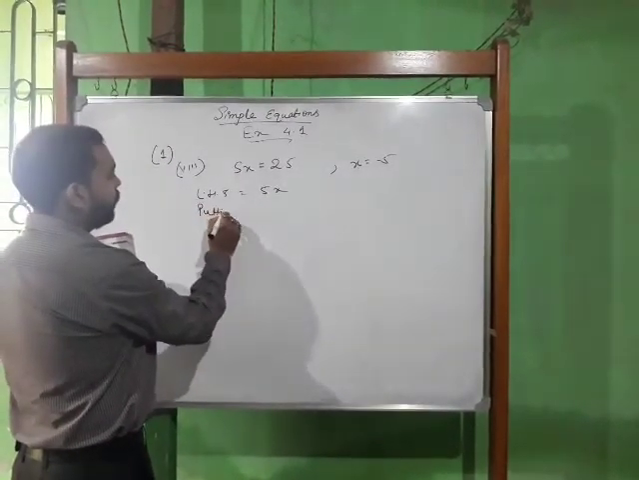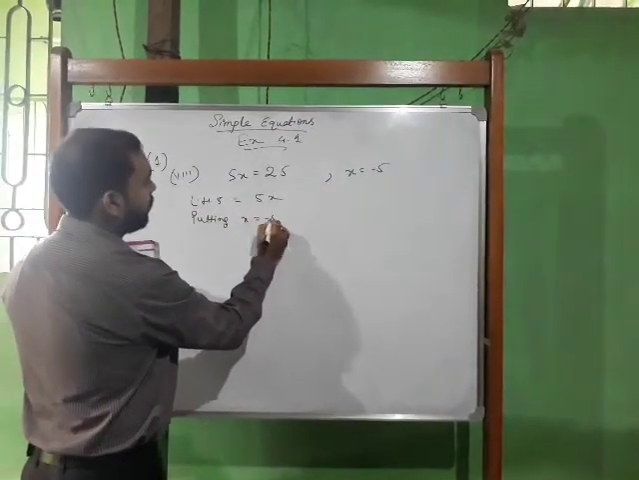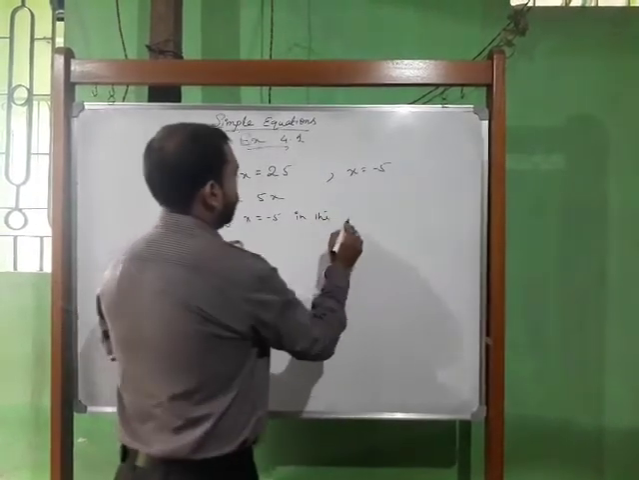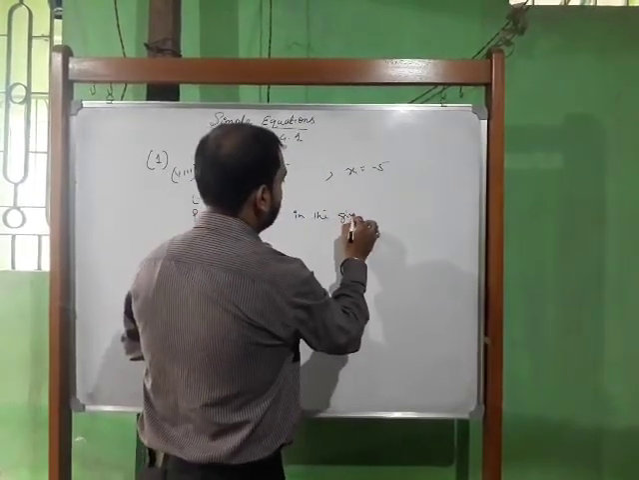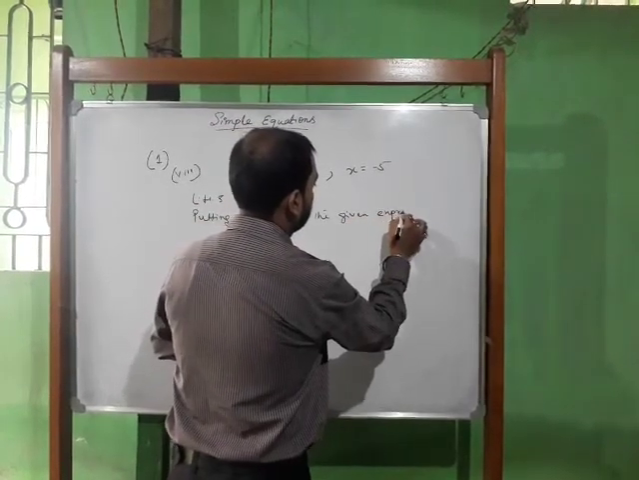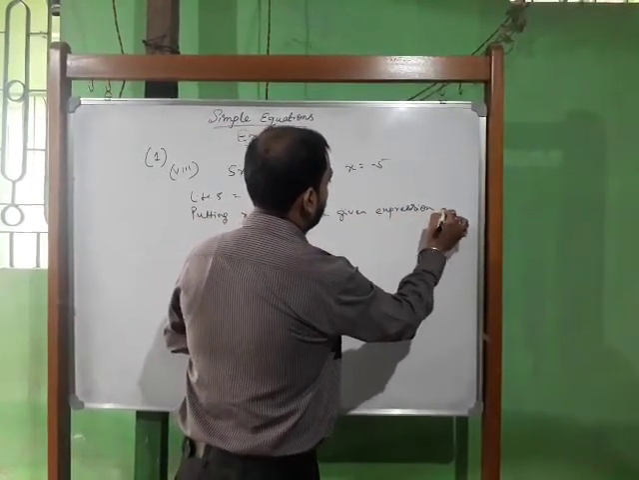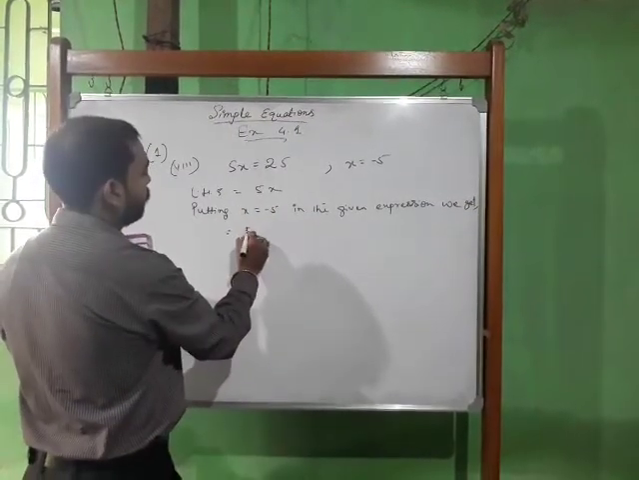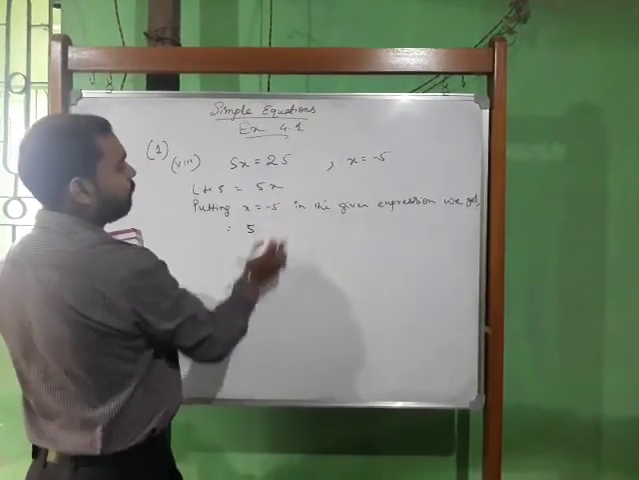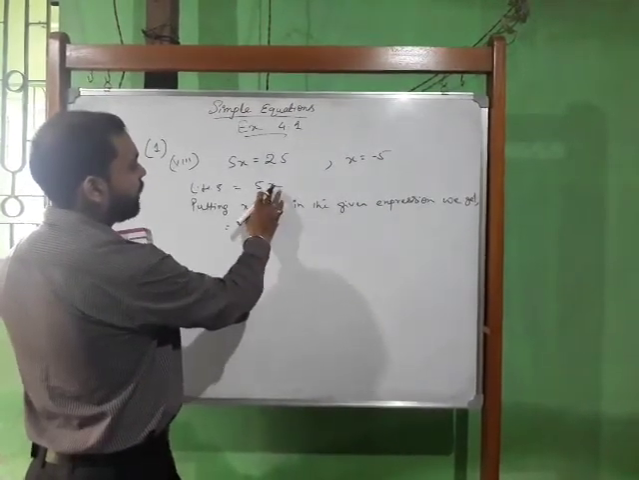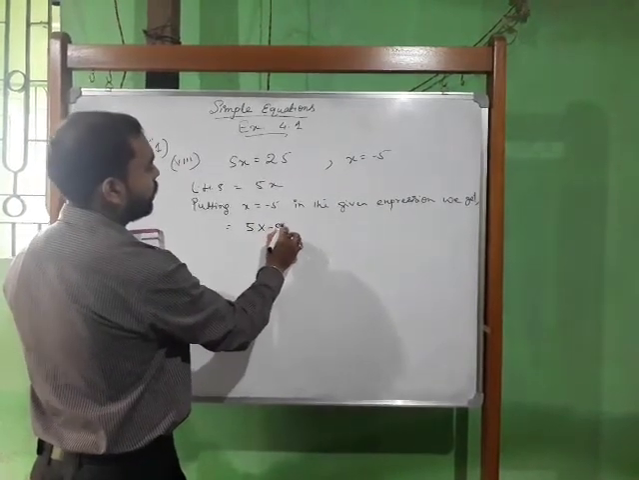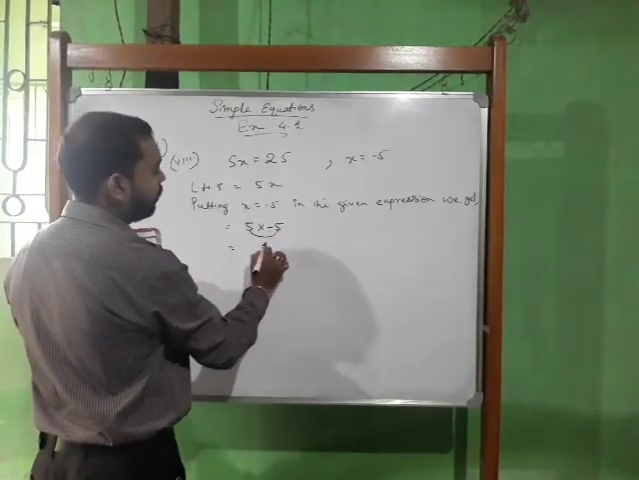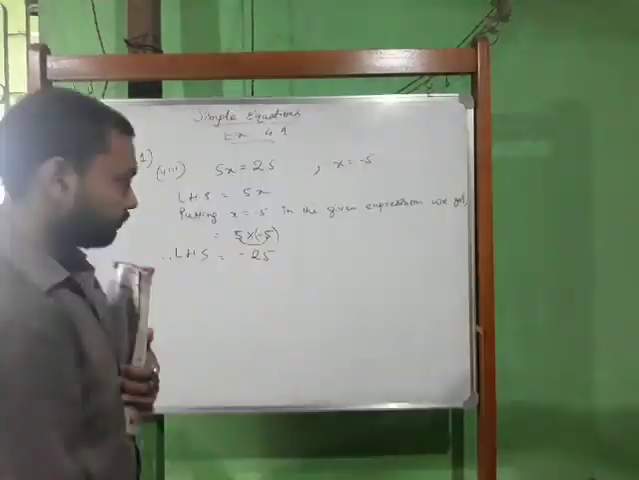So putting x equal to minus 5 in the given expression, we get 5x. That means 5 is multiplied with x, so we can give a multiply sign, and in place of x what we will write, minus 5, since we are putting the value of x here. So 5 into 5, it is 25, plus and minus, it is minus.